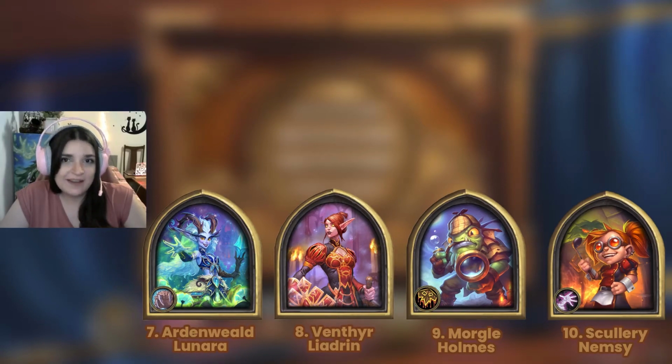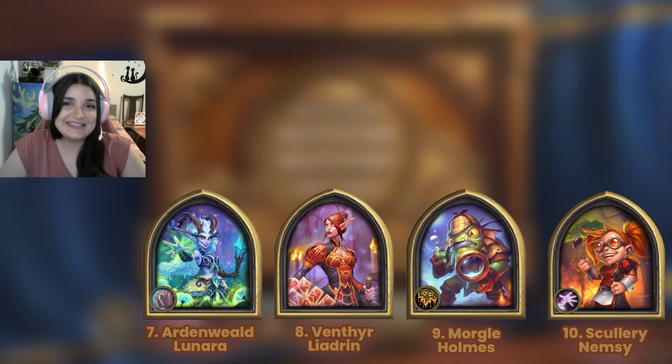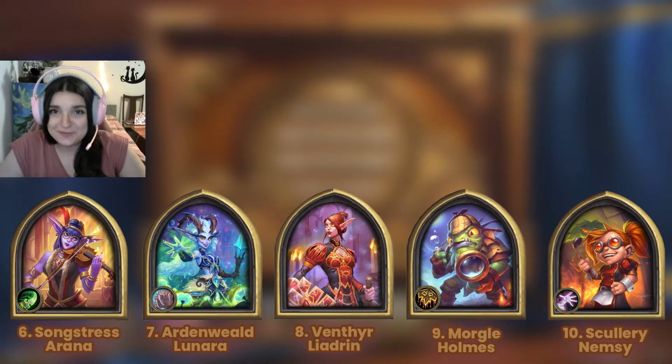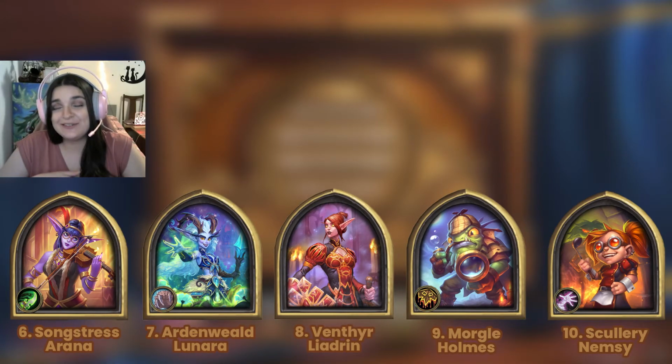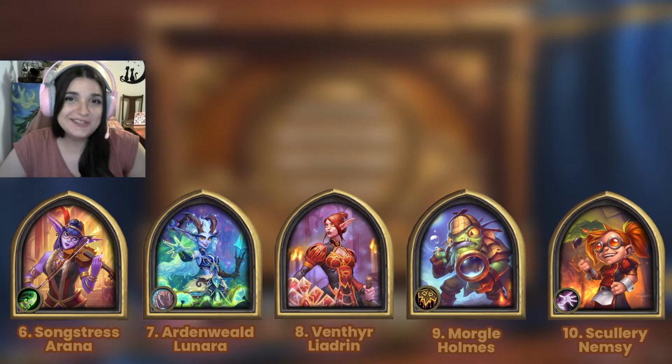Personally, I'm not a fan of this skin. I would rate her lower, but my community said she was tier B, so who am I to argue? Number 6 is, and I'm sure you can guess this one, Songstress Arana. Her average tier is also B. Personally, I like this skin better. I would rate her higher, but again, people said what they had, so I won't interfere. Moving on to the top 5.